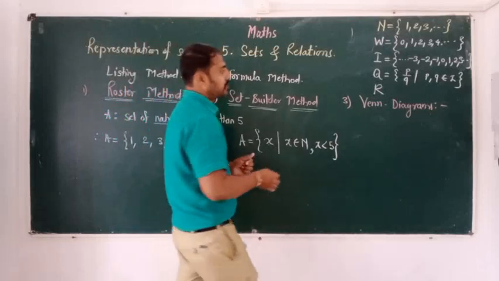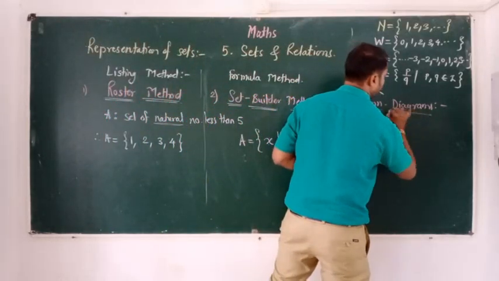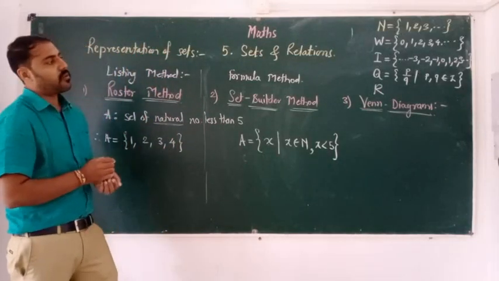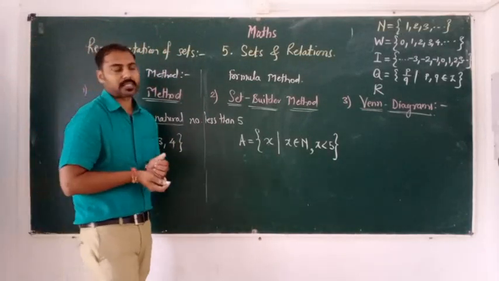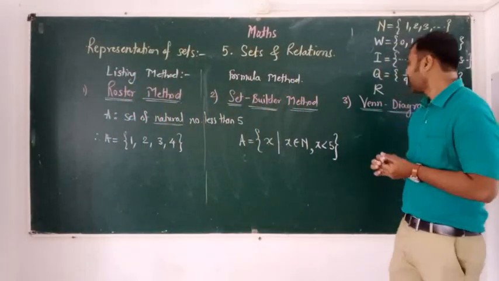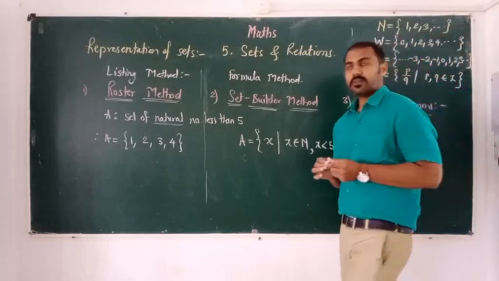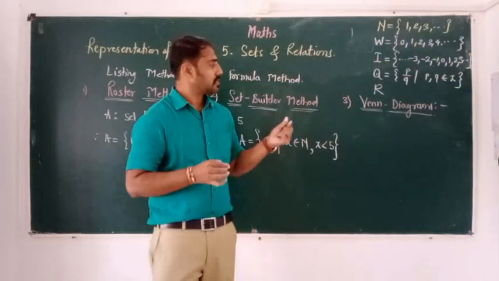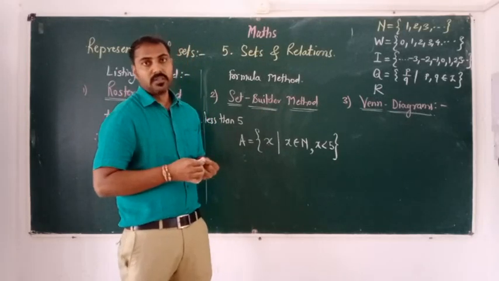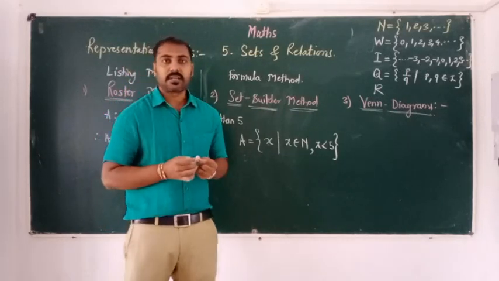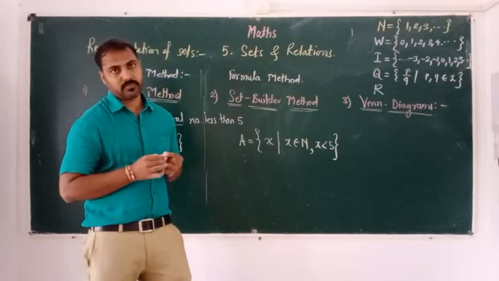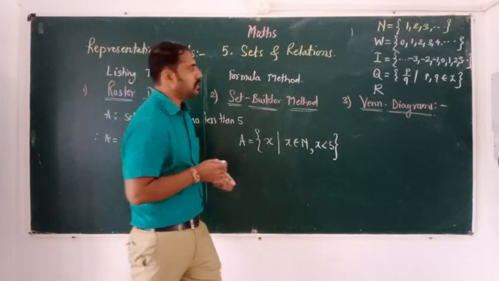Okay, and here is another method of representing a set. That method is called the Venn diagram. The scientist Venn introduced these diagrams. So this representation is called Venn diagrams. Venn diagrams are nothing but the pictorial representation. What is meant by pictorial?